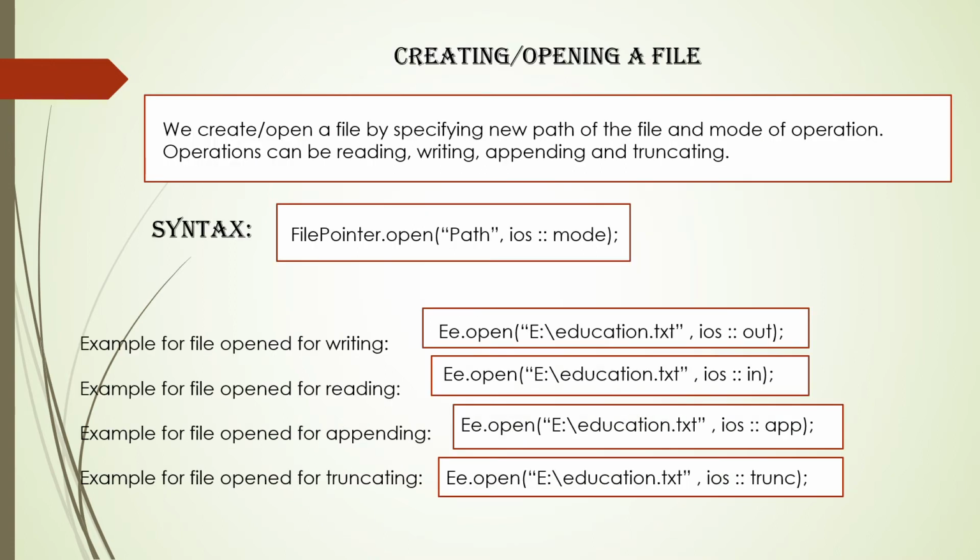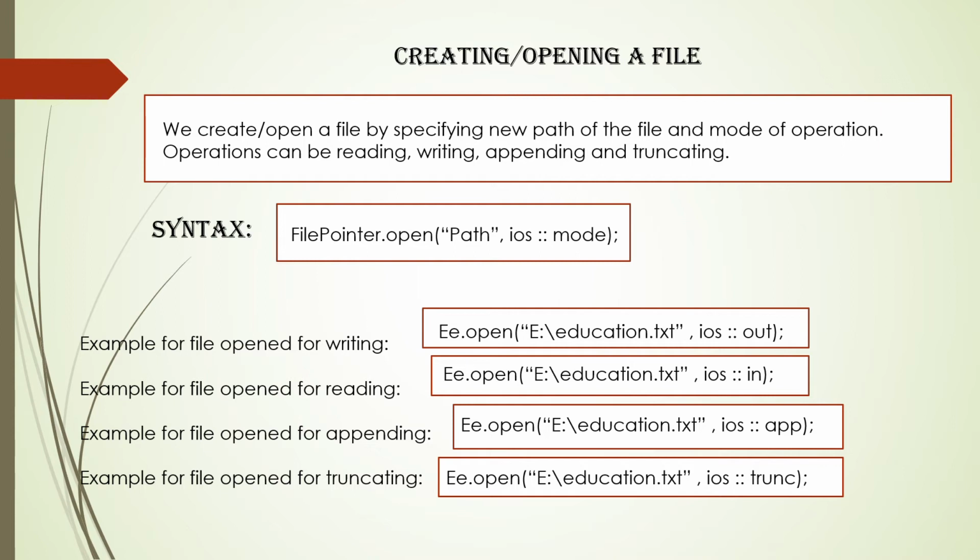First is creating or opening a file. We can open any file if we know the path of the file, that is, where the file is located in your system, and the mode of operation, that is, what you want to do in that file. See the syntax here: file pointer dot open. Open is the function here, and in that function you have to pass two arguments, that is, the path and the mode of operation. See, the path should be in double quotation marks and the mode should be written like ios, scope resolution operator, that is, two colons, and then the mode. ios here stands for input output stream.